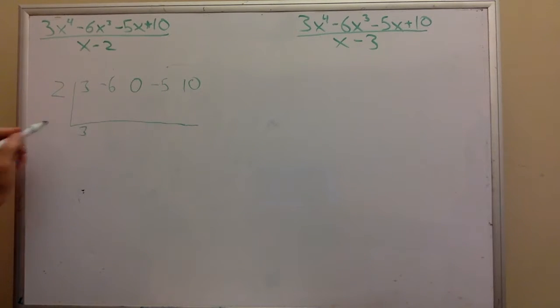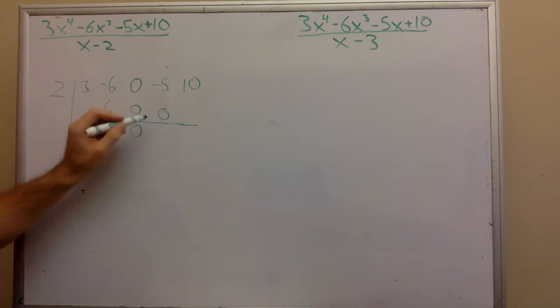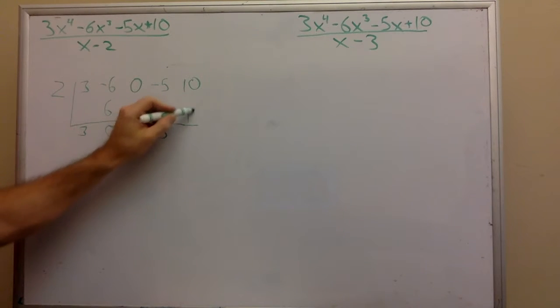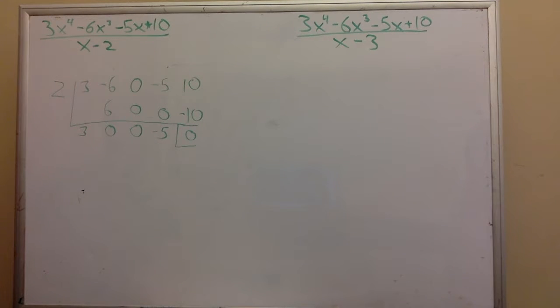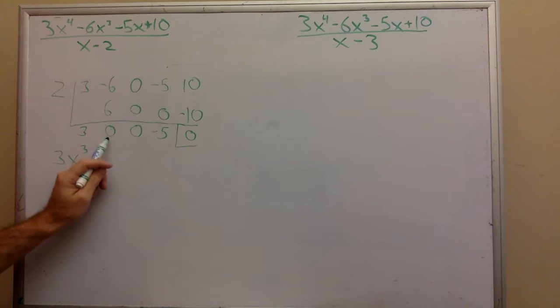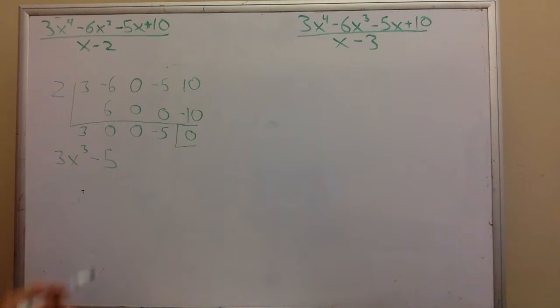All right, so I drop the 3, multiply, add together, multiply, add together, multiply, add together, multiply, add together. And then remember that my last spot here is my remainder. Okay, so that tells me, since I was linear, I started out at the 4th, so now I will go to the 3rd power. Then this would be my squared term and my linear term, so that's my constant. And I don't have any remainder.